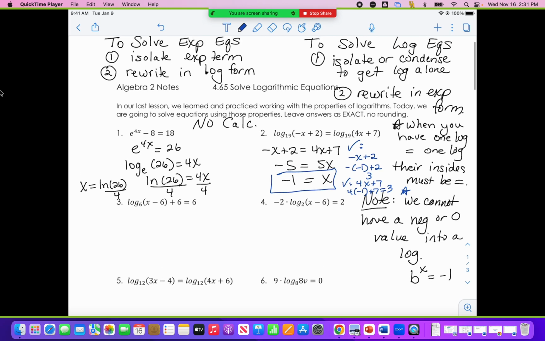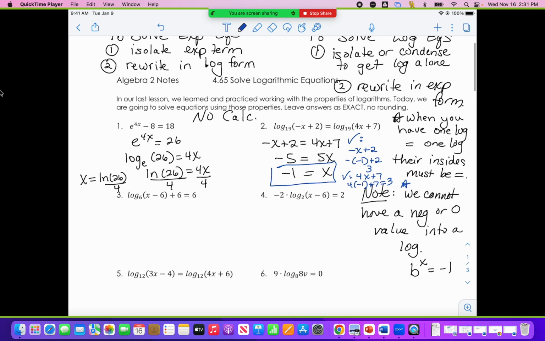All right. So anytime, let's jump to number 5 then, because that one's just like number 2. I'm going to pause, and I want you to try number 5. This is 1 log equals 1 log. Make sure, though, that you check it.